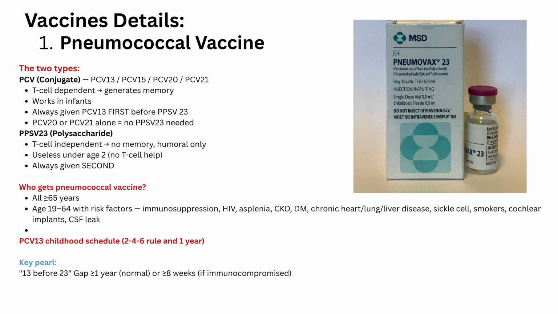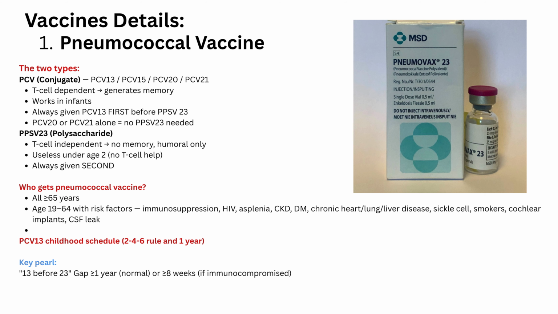Because it builds better long-term immunity, we always give PCV first when both vaccines are needed. Now here's a very important exception. If a patient gets PCV20 or PCV21 alone, that's already complete protection. They do not need PPSV23 afterward, but if they receive PCV15, then they still need PPSV23 later for full coverage.